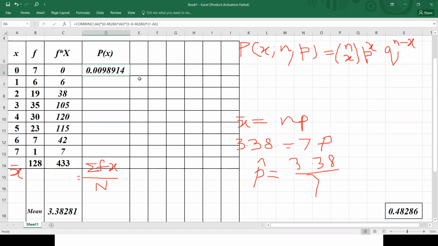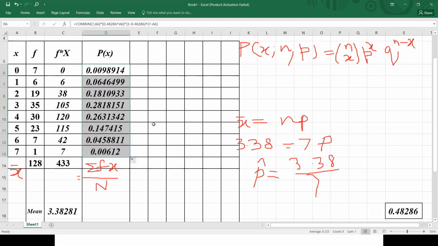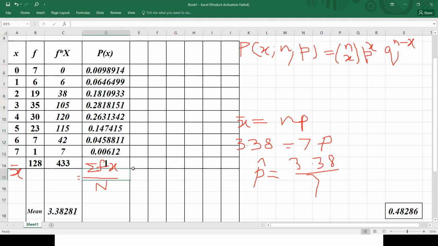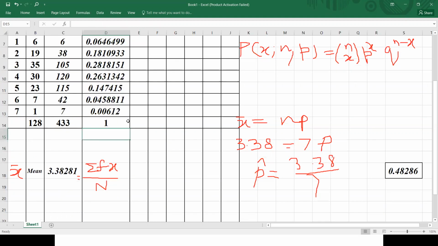This probability is to be computed for the rest of the values of X. This is the second value, third value, and the last value. These are the probabilities. If I sum these probabilities, then the total will be 1. So I'm checking whether the total is 1 or not. If it is exactly 1, it means the probabilities are correct. So this is the first step.